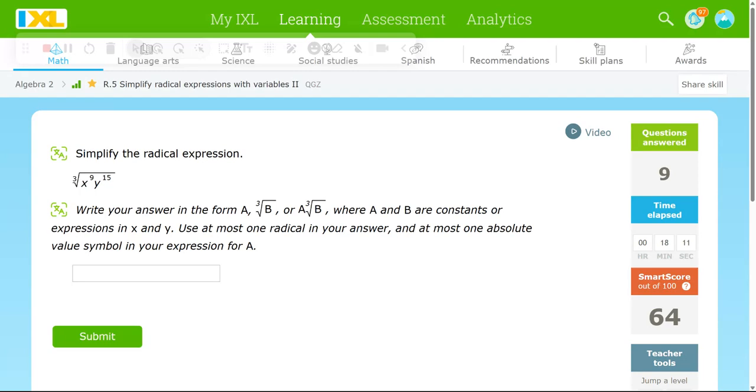So here we go. Negative sign, and then the third root of 512. And then x to the 9, the third root of x to the 9, and then y to the 18.